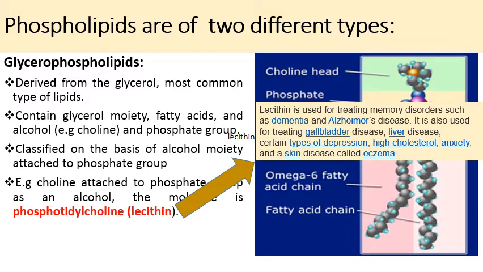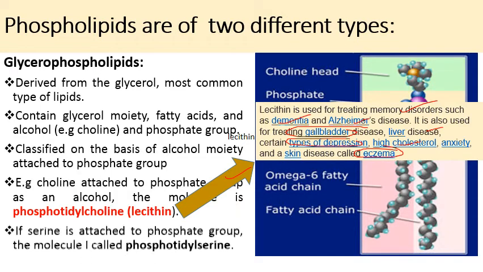And next, what is lecithin? Lecithin is a protein which is used for treating memory disorders such as dementia and Alzheimer's disease. It is also used for treating gallbladder disease, liver disease, and certain types of depression, high cholesterol, anxiety, and the skin disease called eczema. So basically, this phosphatidylcholine is used artificially to treat these diseases.